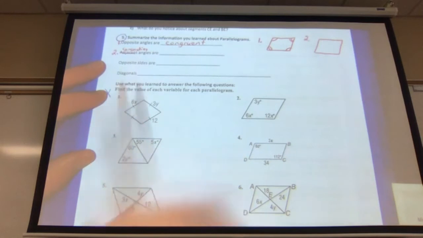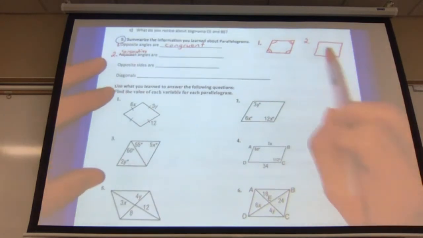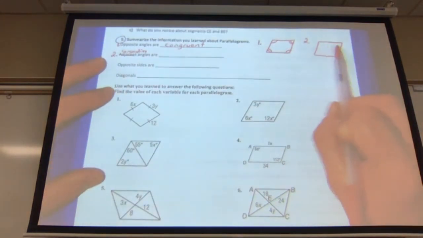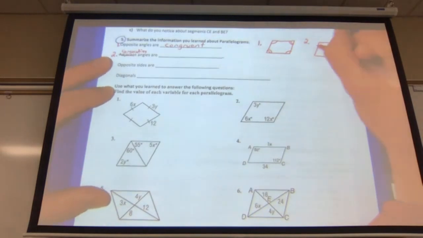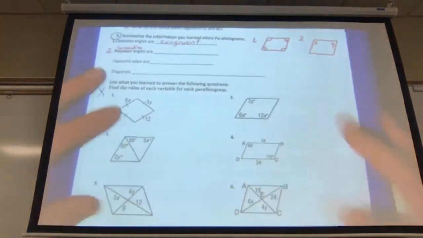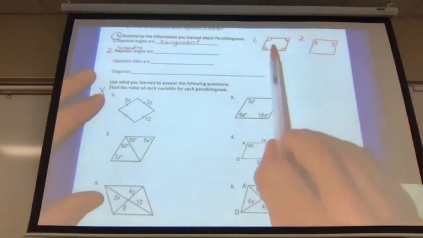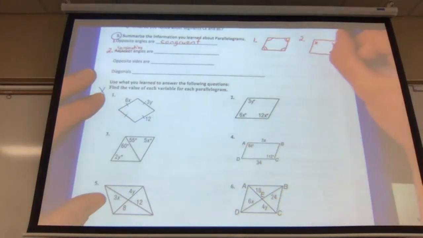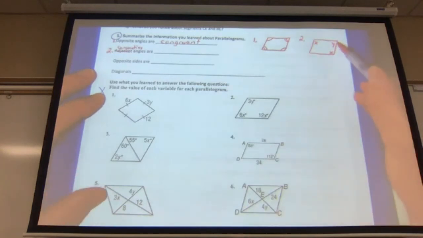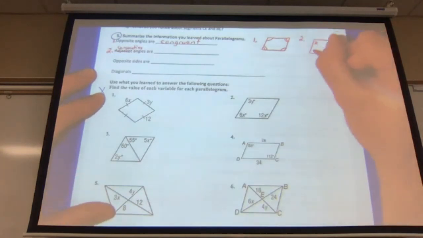Consecutive angles are going to be angles that are right next to each other. So on my parallelogram here, I'd be talking about these two angles. I'm going to call them X and Y. Those two angles are next to each other. And then if you go back to what we just learned, your opposite angles are always congruent. So if this angle is X, this one down here would also be X. And if this angle is Y, its opposite angle would be Y.